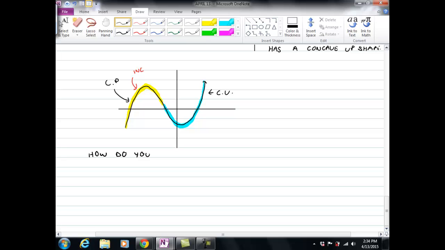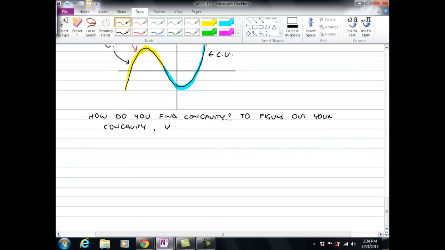We call this concavity. And this is what you need. To figure out your concavity, you need an inflection point. Inflection point. We're going to call this IP.